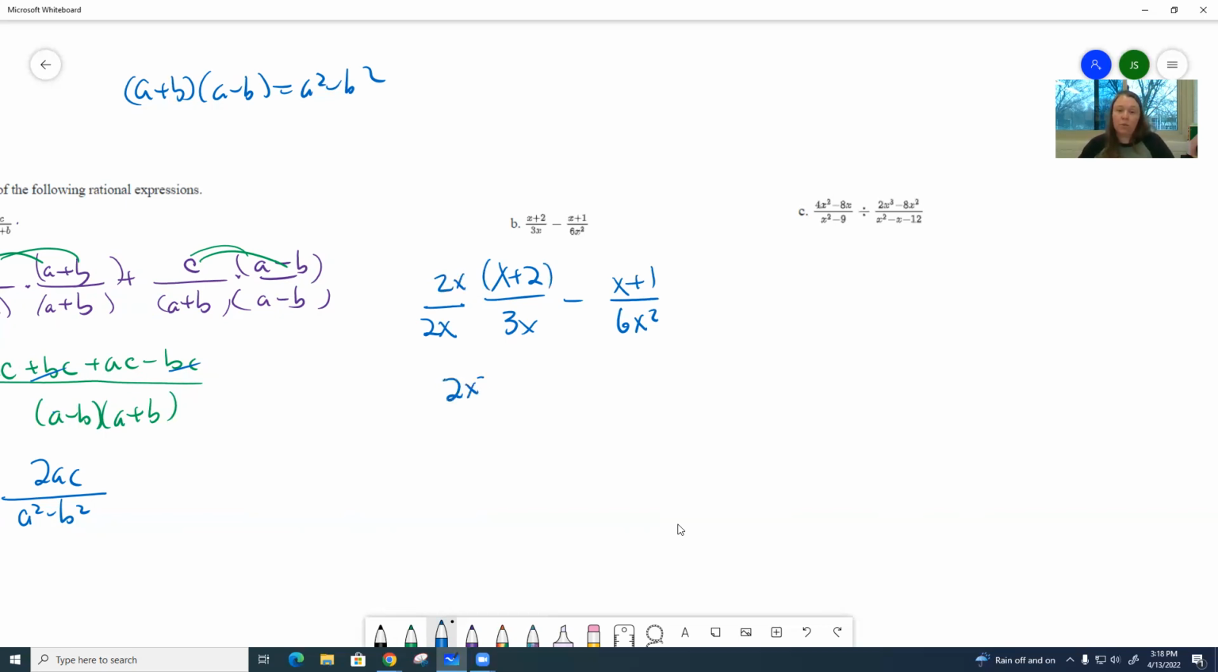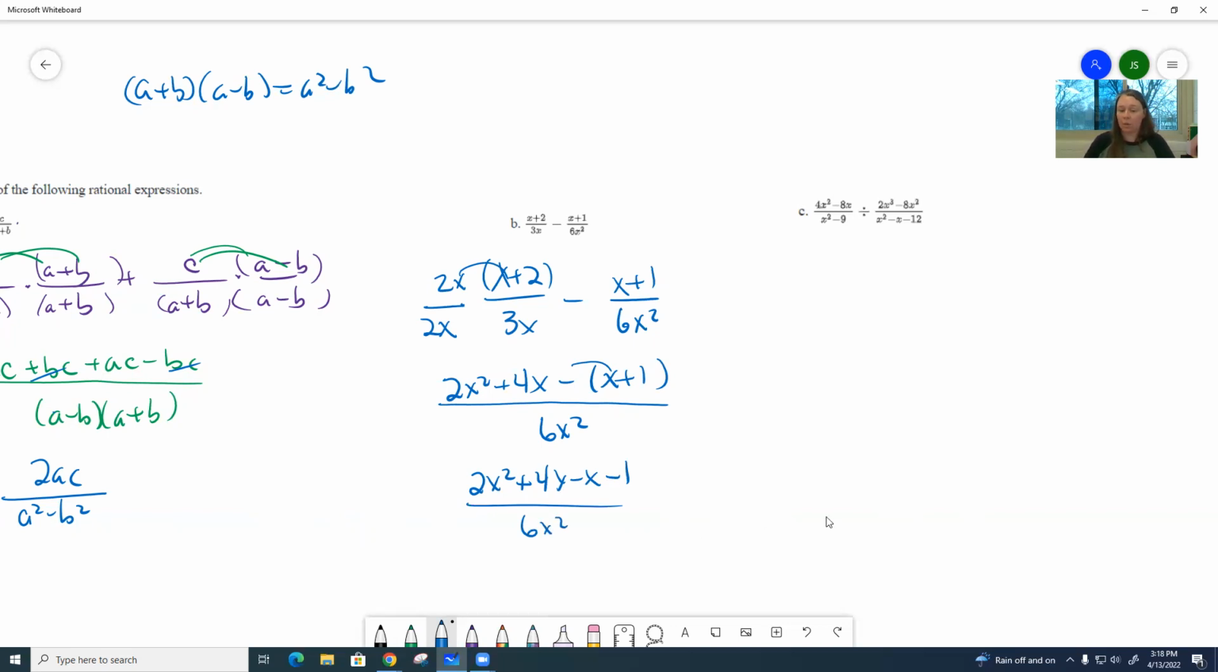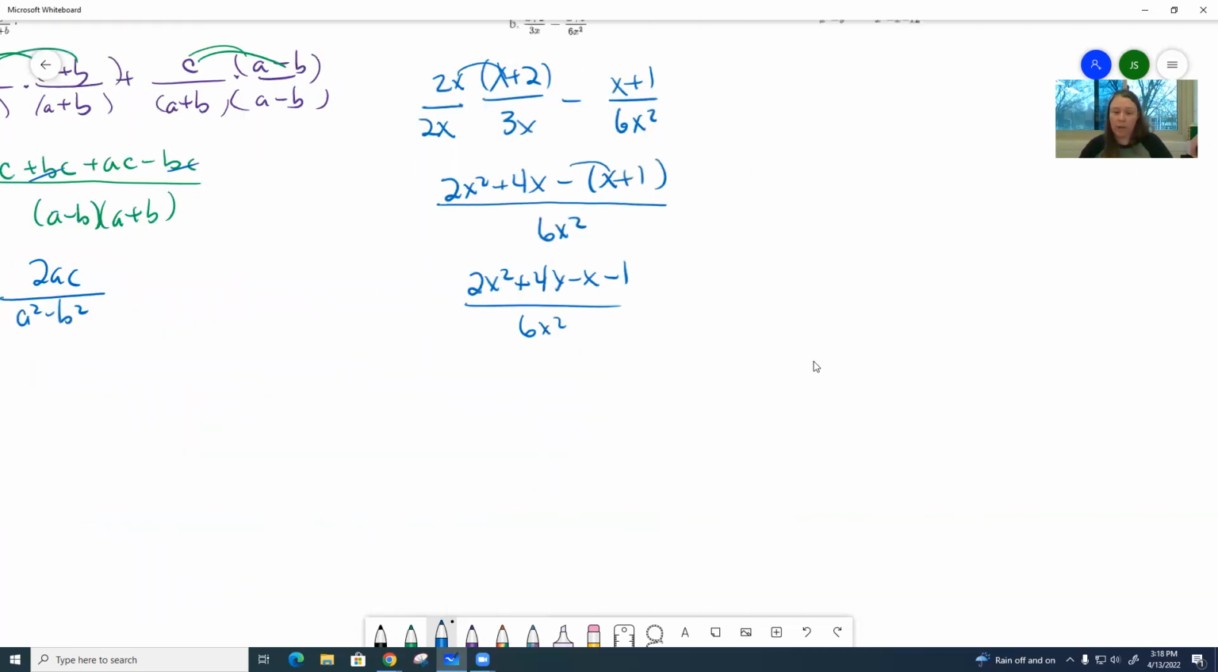So I would have 2x squared plus 4x minus, I have to subtract this whole thing, so I'm going to just rewrite it in parentheses, and then over 6x squared. So I have 2x squared plus 4x minus x minus 1, all over 6x squared. Again, important to carry your steps all the way through. Don't say, oh, I'll just put the 6x squared back at the end. It's sloppy. It's not being precise. 4x minus 1x is 3x, and then minus 1, and nothing cancels. You can't reduce anything. You are done.